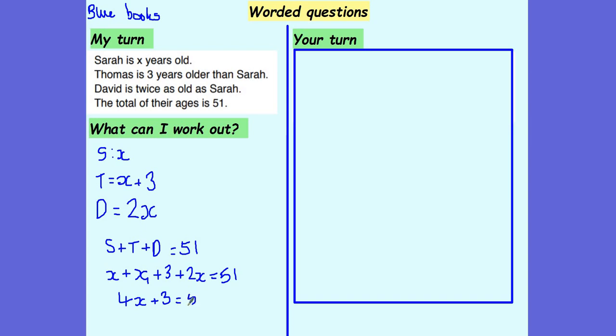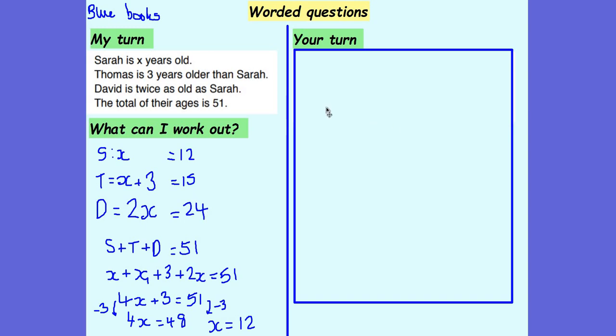And I can solve this equation. If I subtract 3, I get that 4x equals 48, which tells me that x is equal to 12. I can use this information to work out how old each of these people is. So Sarah is just x, so Sarah is 12. Thomas is x plus 3, so Thomas must be 15. And David's the oldest, 2 times x would give me 24.